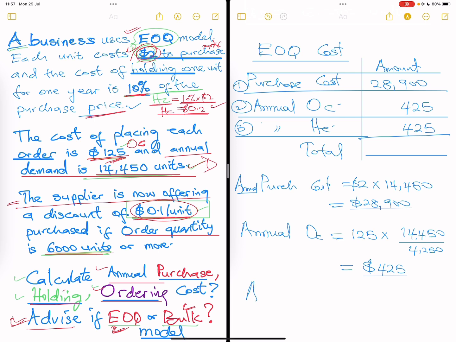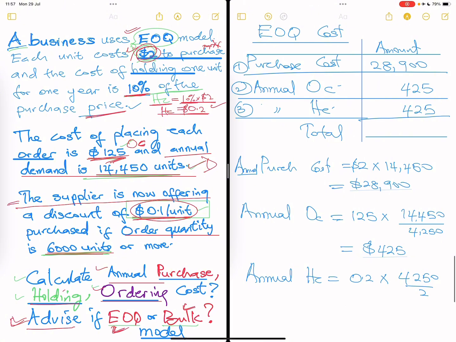Remember, annual holding cost is equal to your holding cost per unit multiplied by average inventory, which is opening plus closing inventory divided by 2. But here they didn't give us buffer, they didn't give us minimum inventory, which means closing inventory is 0, then the opening will always be the order quantity, and under EOQ that will be 4,250, divided by 2, and if you calculate that, that will give you $425. You can see the same as this.